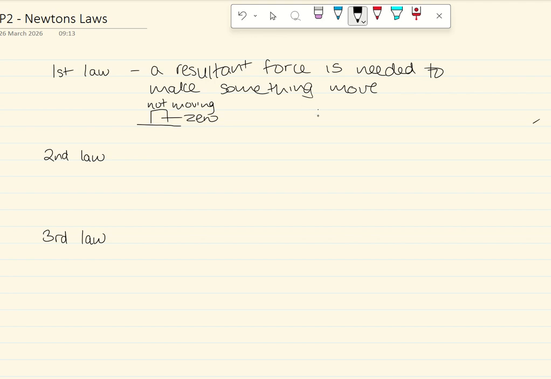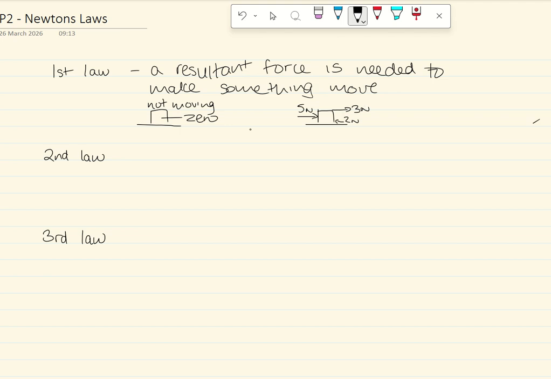If something is moving, so we take the same box again, but this time we push it with a force of 5 newtons, but friction slows it down by 2 newtons. Then overall, there's a resultant force of 3 newtons to the right. So an object's only going to move if it has a resultant force acting on it. If there is no resultant force, it's not going to move. That's Newton's first law. Okay.